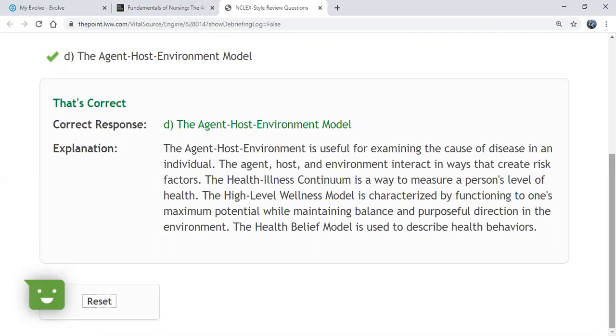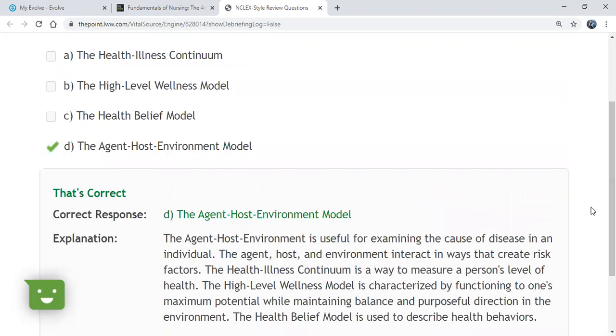Now you want to know these, okay? You're going to get quizzed on these. So you should know the agent host environment, the health illness continuum. That is how you measure a person's level of health, the high level wellness model, and that helps determine what our maximum level or our maximum potential of functioning is, while we are able to maintain balance and direction within the environment. And then we have the health belief model, which talks about different health behaviors. So how we engage in health and how it affects us overall.